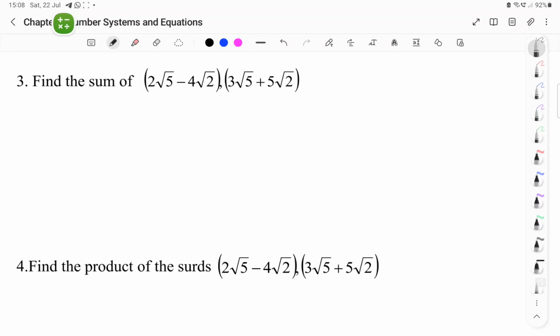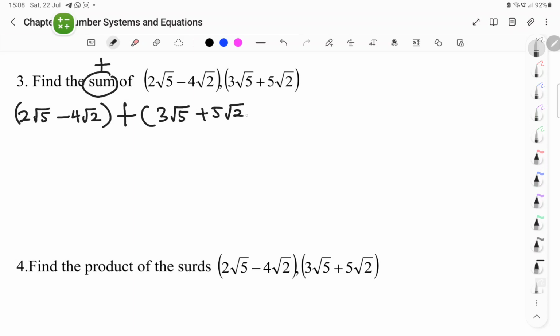Okay, find the sum of these two things. So we have to write back lah, because the question is asking for the sum, we have to add them together. So minus 4 square root of 2, okay, this is the first bracket. Plus, because sum is a plus, 3 square root of 5 plus 5 square root of 2. Okay, now what should we do with this one? If it's addition, we have to group the similar ones, the ones that have the same square root.